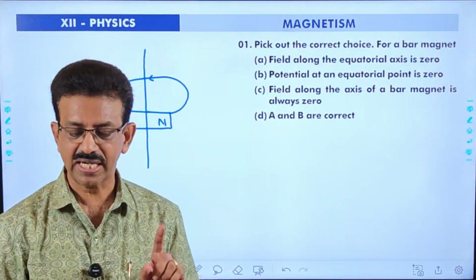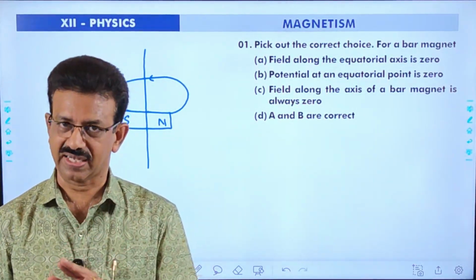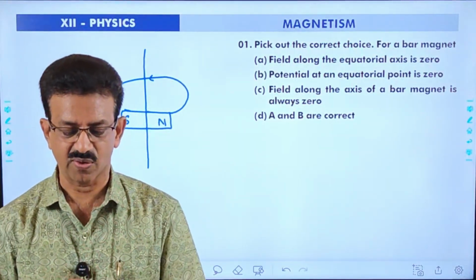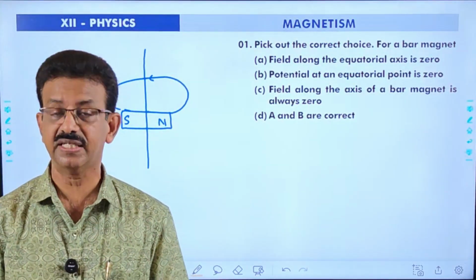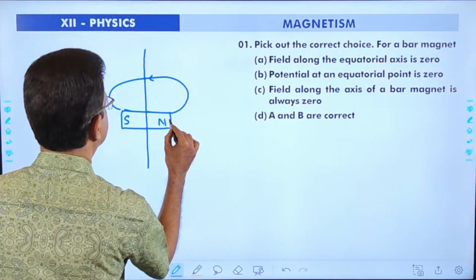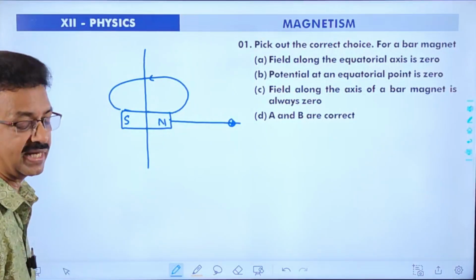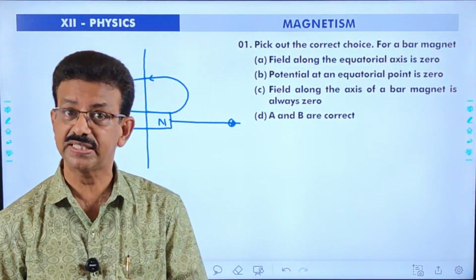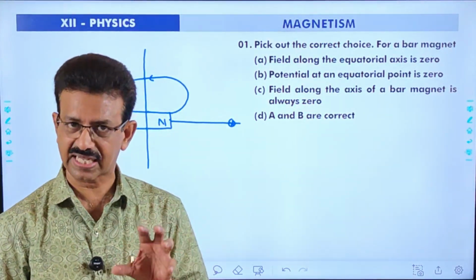Then second choice, potential at an equatorial point is 0. That's also correct. Potential at any point on the equatorial line will be 0. Now the third choice is field along the axis of a bar magnet is always 0. Field is not 0 at an axial point. That's a wrong statement.